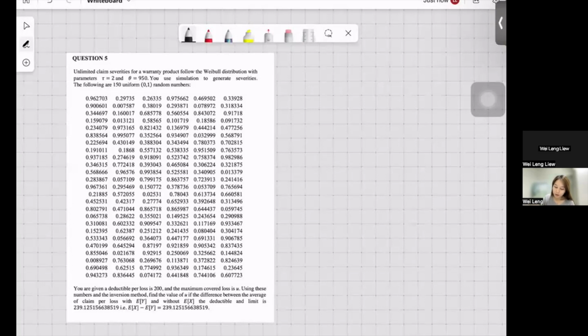Question 5, a question from our computer-based test based on our module simulation and credibility theory. Okay, now we'll go straight into the question and extract the information available in the question.